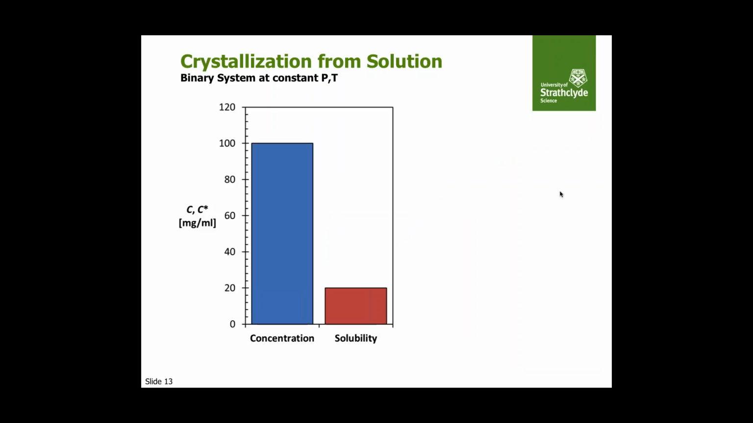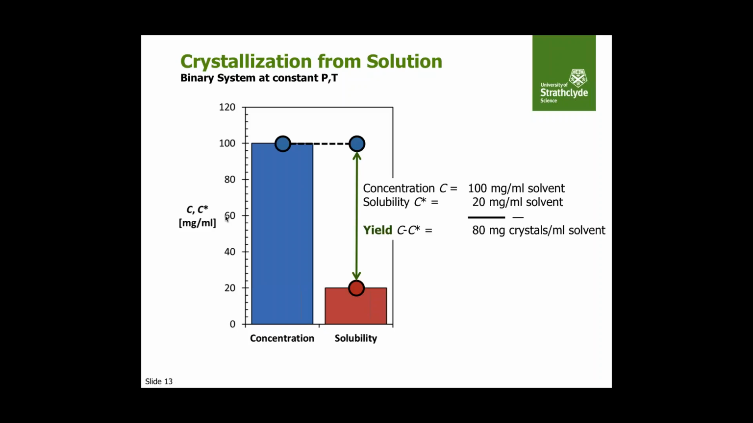So here I did that, just a simple example where you see the concentration and the solubility. So we started with a concentration of 100 milligram per milliliter, and at the end of the crystallization process you would be at a temperature where the solubility is 20 milligram per milliliter. So the difference between the two is the amount you can crystallize out from that solution. So that would be in this case 80 milligrams of crystals per milliliter of solvent, and that would be the yield or the productivity. So 80% of your product is then crystallized, and 20% of your product remains in the solution. So that's important to know: how much you can crystallize out and how much of your valuable product stays behind in the solution. It may be worth recovering that 20%.